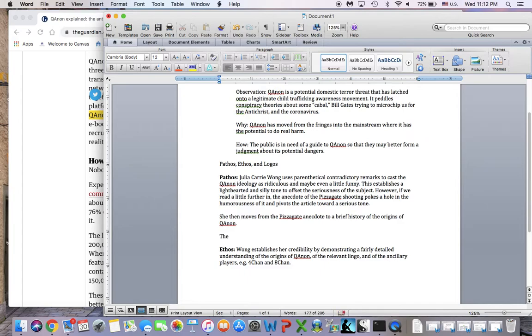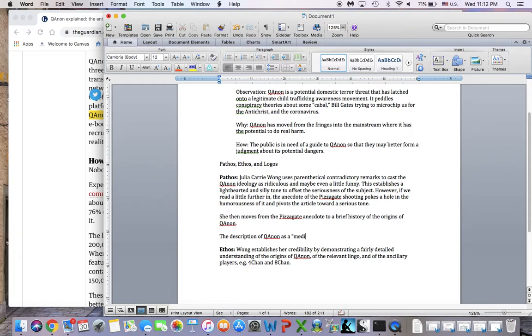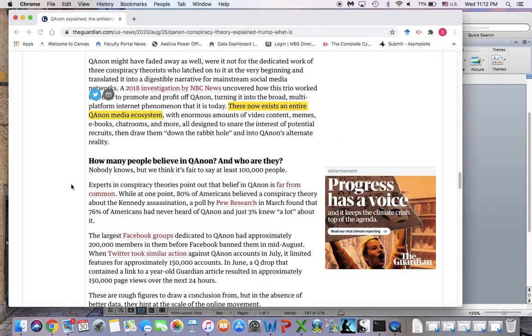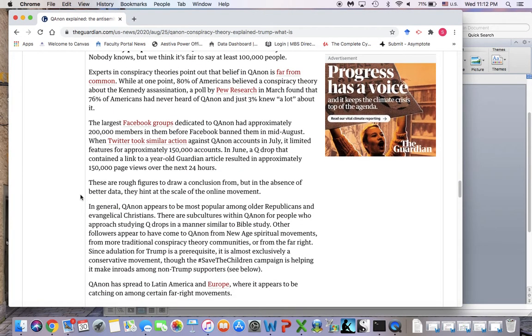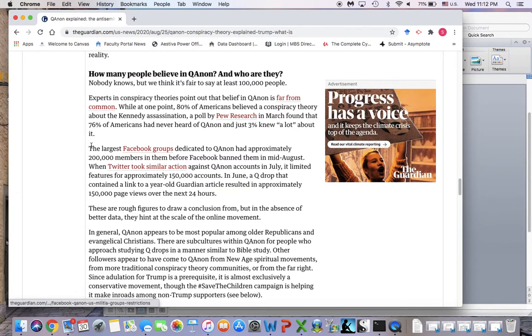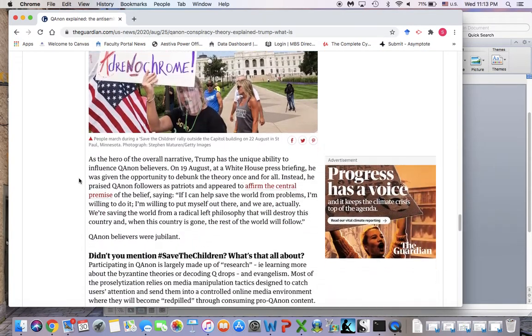The description of QAnon as a media ecosystem. Ecosystem is effectively terrifying. Okay. Just gonna put that in my notes in pathos. Okay. Let's see, who are QAnon? So now we're looking at who makes it up. Really, I think at this point, I actually don't need more facts about it.